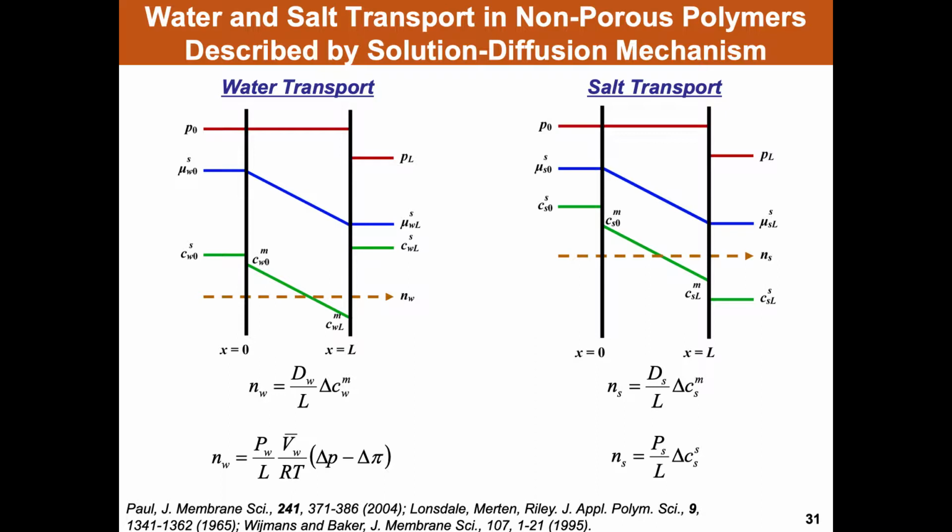It has almost no effect on salt transport, as we'll come to see when we have a closer look at this. In both water and salt transport, we can write the permeability of water or salt as a product of a partition coefficient of either water or salt times the diffusion coefficient.